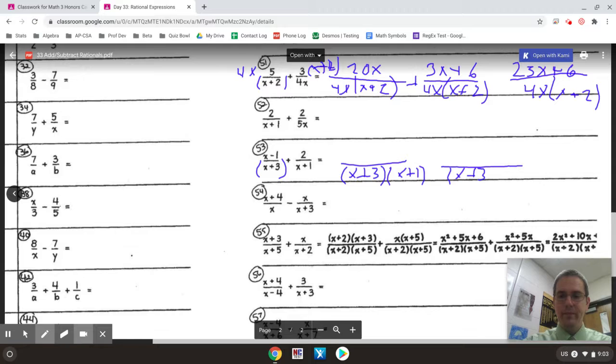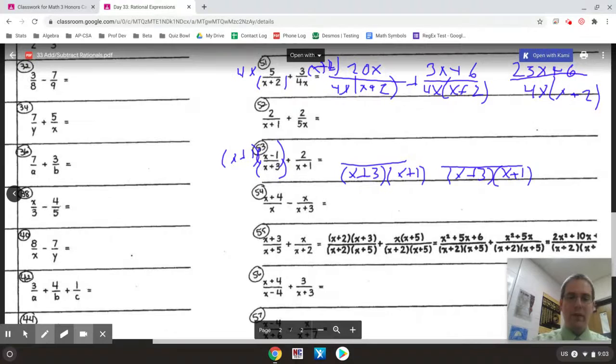Then I look at my first fraction and I say, well, what is missing to make that an x plus 3, x plus 1? Well, I need to multiply an x plus 1. Now, when you go to multiply this, I am going to have to FOIL out. I'm not just multiplying the x plus 1 times the x or by the minus 1. I have to multiply it by the entire numerator.